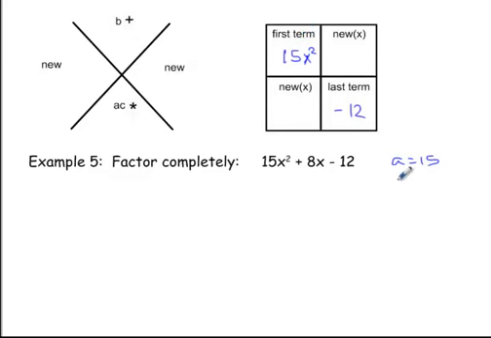My a times c, well, let's finish this over here. B is 8. So the 8 goes here. The c is negative 12. Again, include the negative with it. And then a times c, 12 times 15, 180. But it is a positive times a negative. So negative 180.